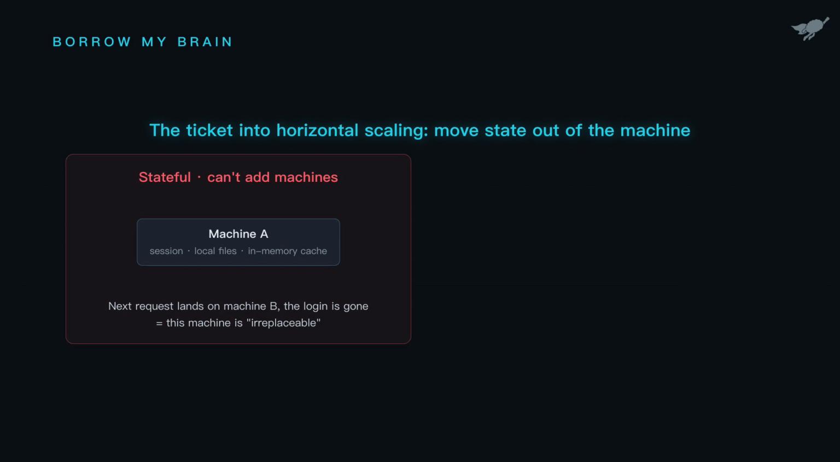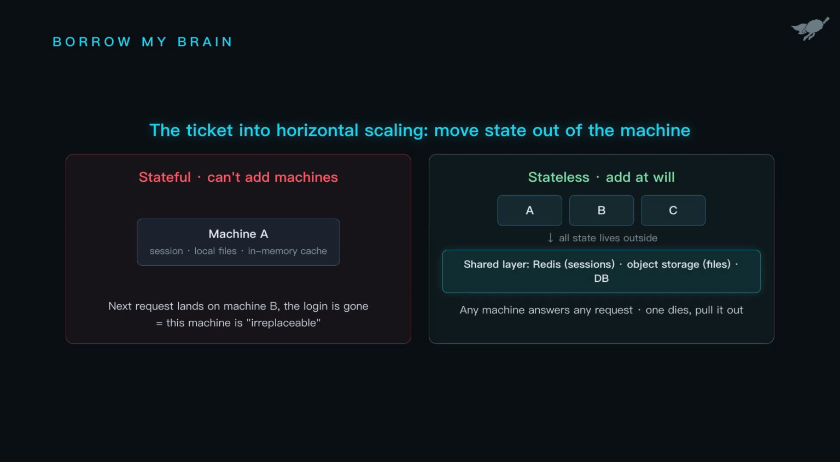Tax 1, the state tax. A user logs in on machine A. The session sits in A's memory. The next request lands on machine B. The login is gone. As long as state is welded into one particular machine, that machine can't be replaced, and you can't add machines. The prescription is going stateless. Sessions go into Redis, files go into object storage, and any machine can answer any request. That's the price of admission for horizontal scaling.